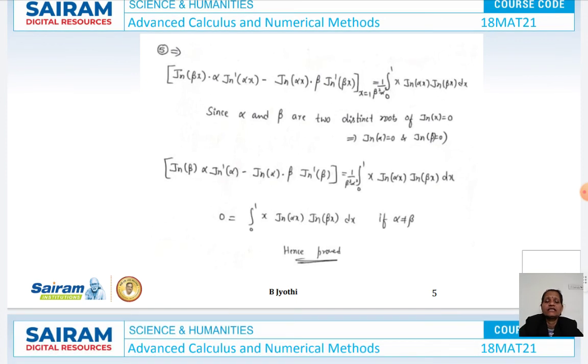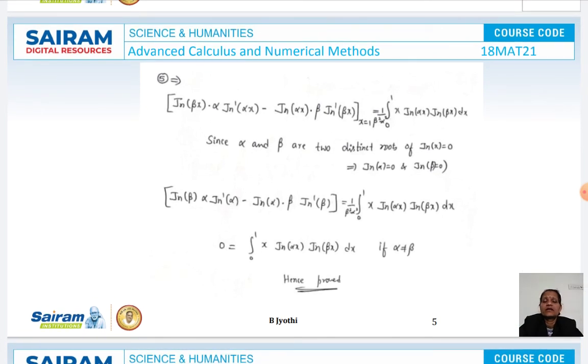Equation 5 implies Jn of beta x into alpha Jn dash of alpha x minus Jn of alpha x into beta Jn dash of beta x, where x is 1, is equal to 1 divided by beta square minus alpha square into integral 0 to 1 of x Jn of alpha x into Jn of beta x dx. Since alpha and beta are two distinct roots of Jn of x is equal to 0, Jn of alpha and Jn of beta both are 0.